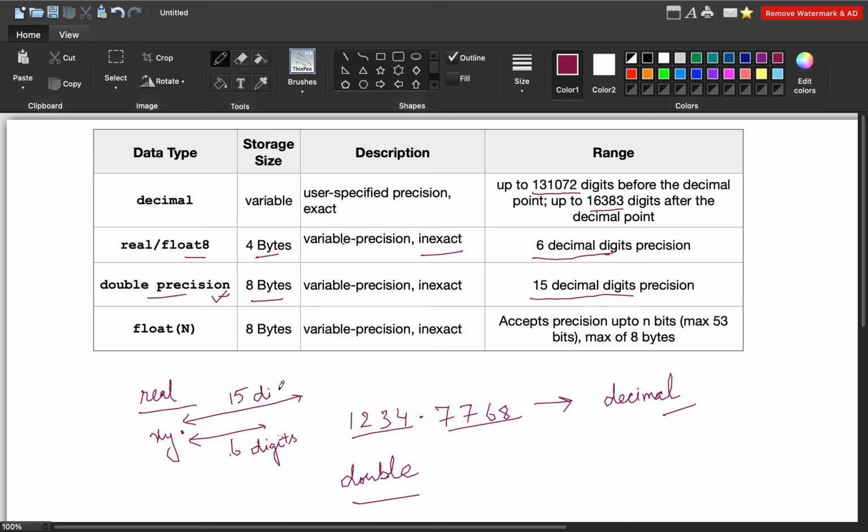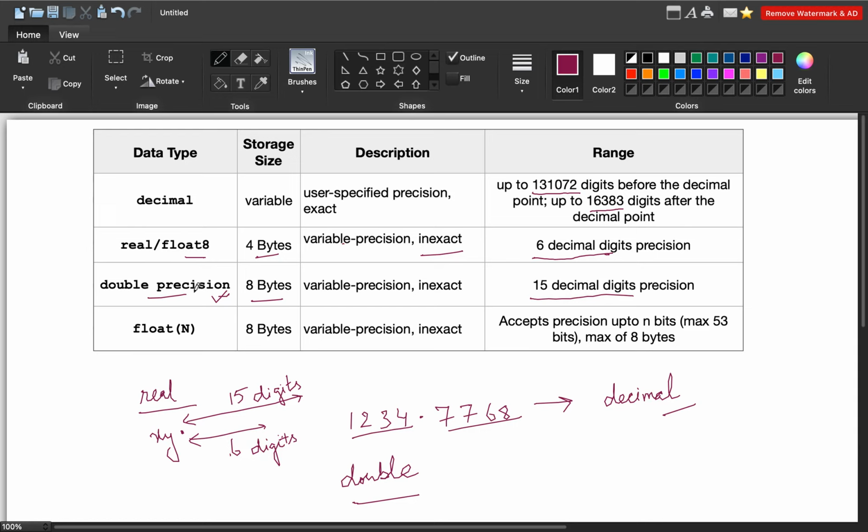It can accommodate up to 15 digits. That's the major difference between real and double precision. Real is also called float. So one of the interview questions which you might face is, what is the difference between real and double precision, or float 8 and double precision?